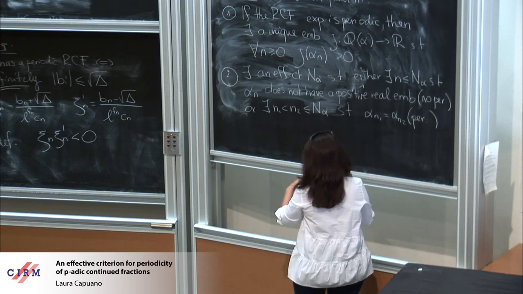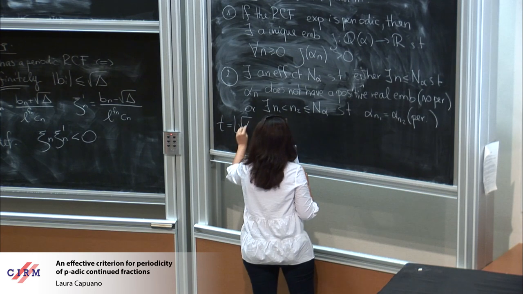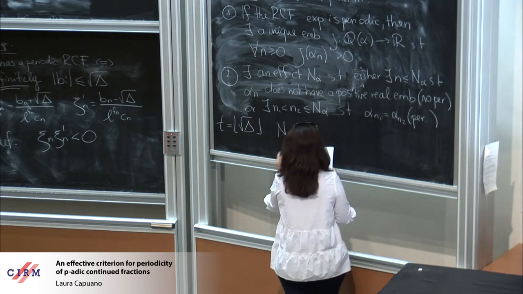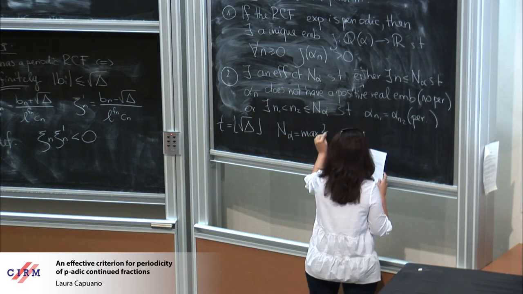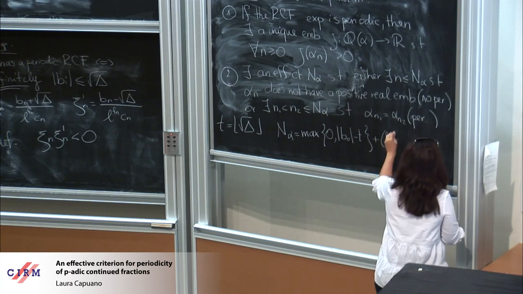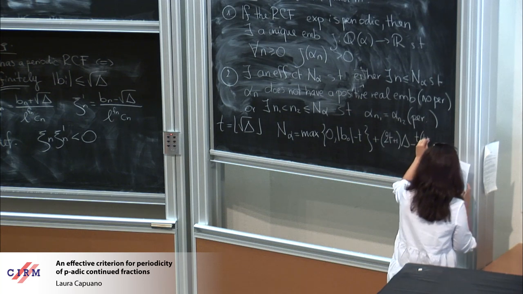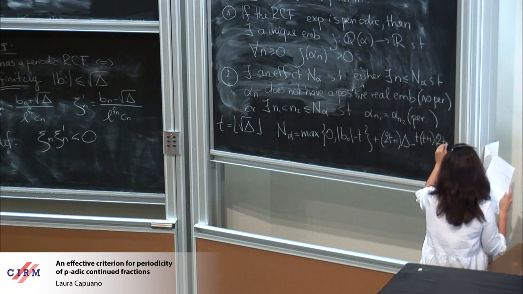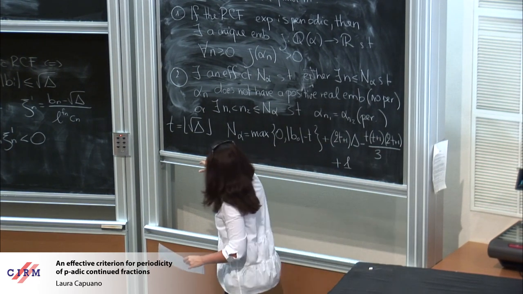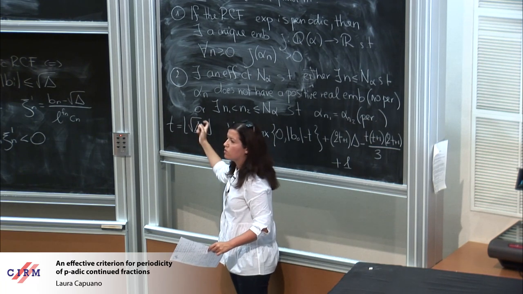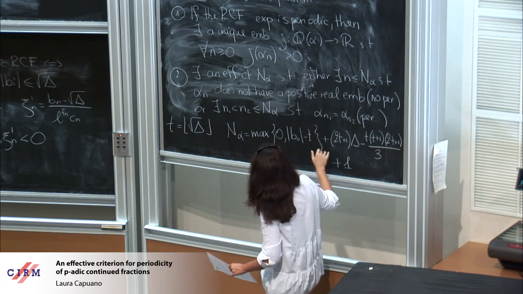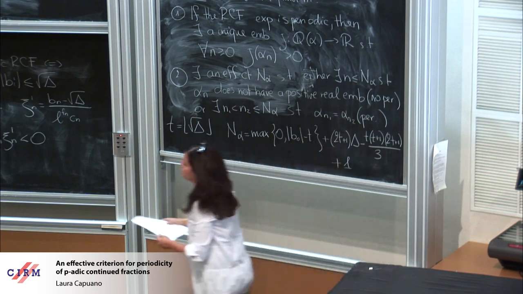Okay, and the constant is pretty simple. So if you take T, the floor of the square root of delta, the usual one, then you can find that N_alpha is this guy, so the maximum between 0 and V_0 minus T plus 2T plus 1 delta minus this plus 1. Okay, so you see that actually the constant depends only on the square root of delta, so it is uniform in the field in which you take alpha, and it's polynomial in this quantity, okay? And B_0 is just this guy.